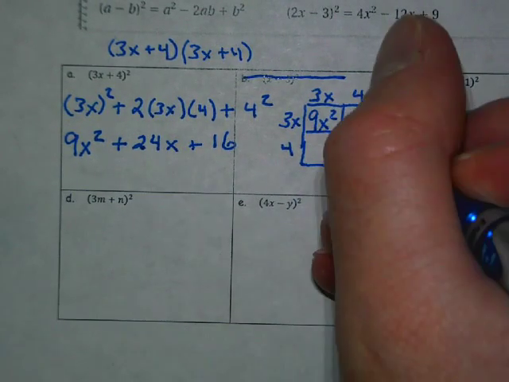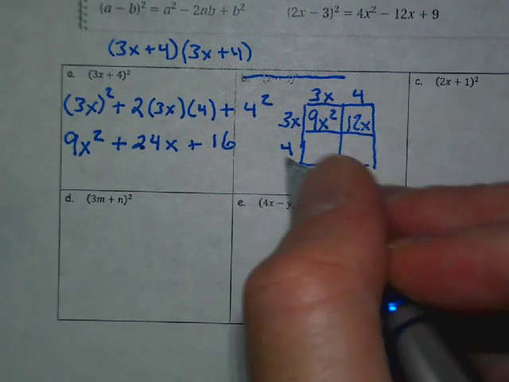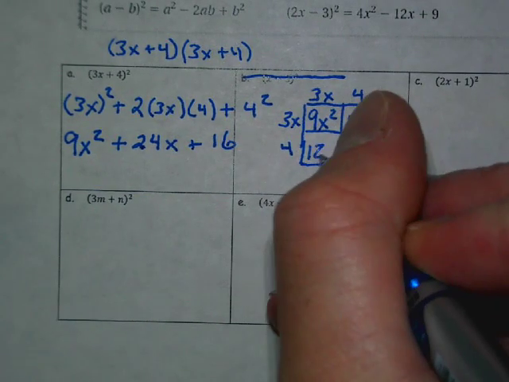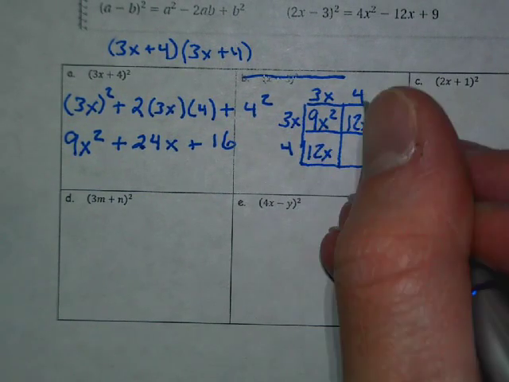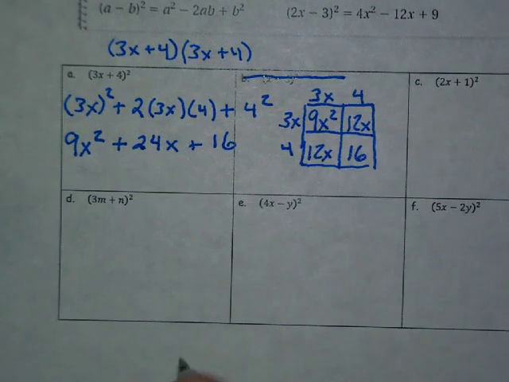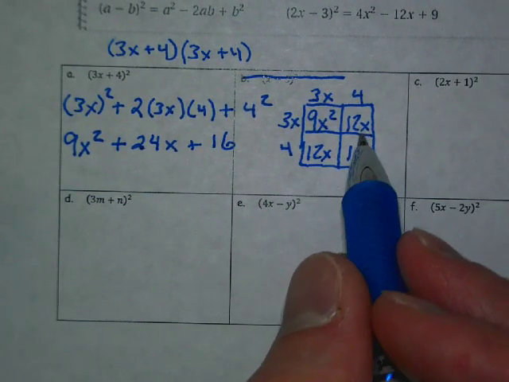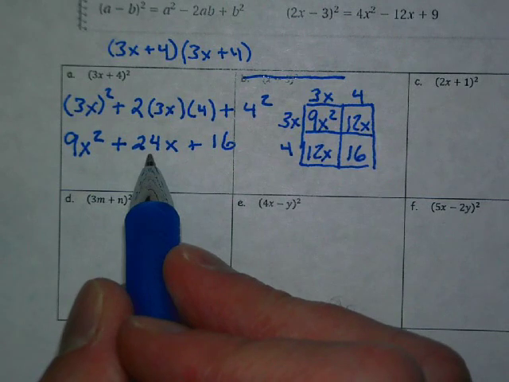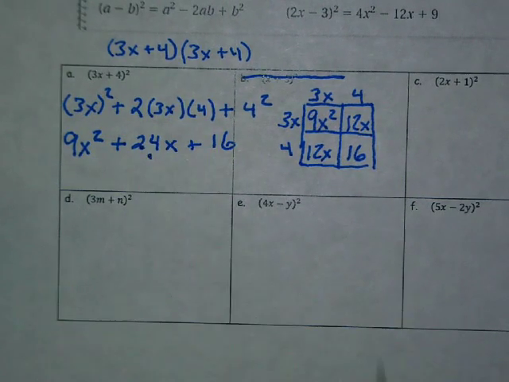4 times 3x, 12x. 4 times 3x again, 12x. And then last, 4 times 4, 16. If you combine 12x and 12x, you get 24x in the middle. Okay, so it's going to give you the same answer. It's just what you prefer. Like I said, most people usually end up sticking with the box on these.